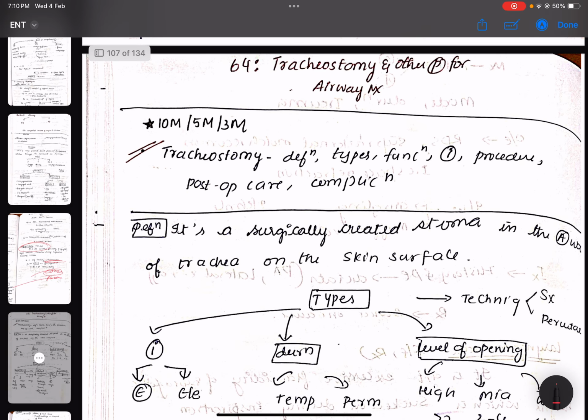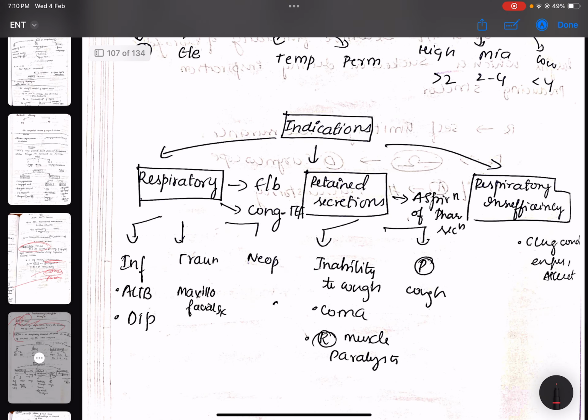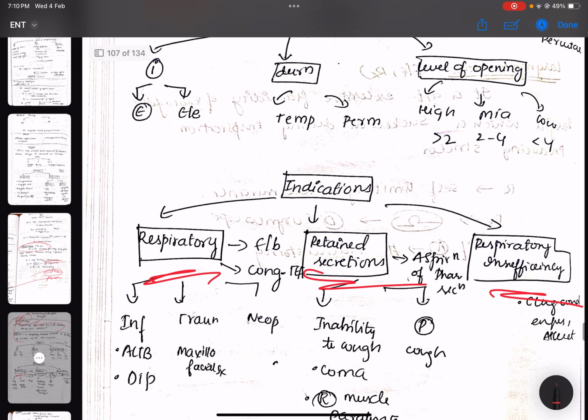Tracheostomy, in and out of tracheostomy is important. Independent 10 marker has been asked once or twice or even more than twice, and independent 5 marker is short. If anything is not asked as either a 10 marker or 5 marker, a 3 marker is always asked. So know it accordingly, and while writing indications, mention it accordingly and place it and come back.